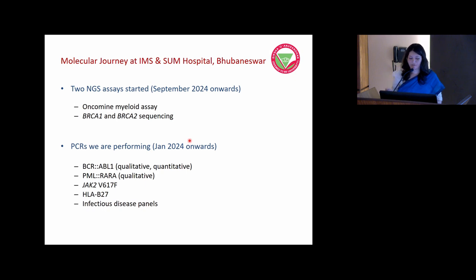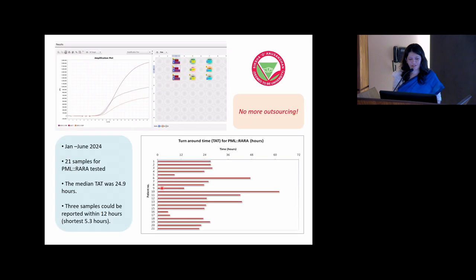Like we are starting with 2 assays. And since January, we are also doing regular PCRs. So initially, these were all outsourced from our state, and now we are doing them in-house. PML report, we are almost providing the same day or the next morning.